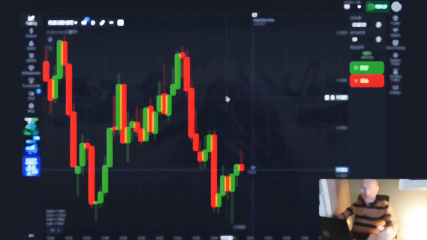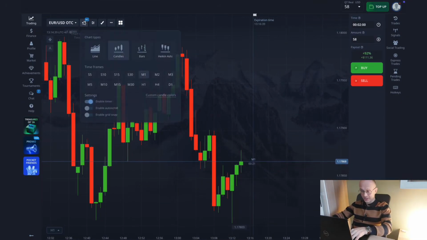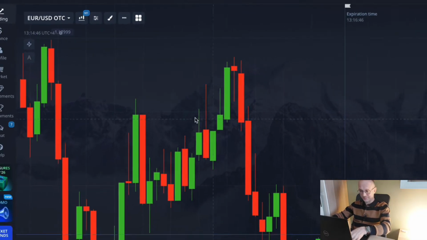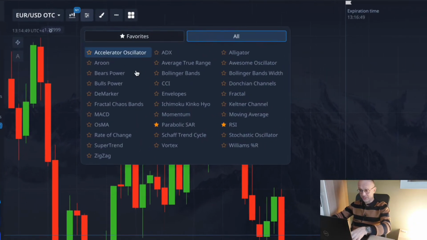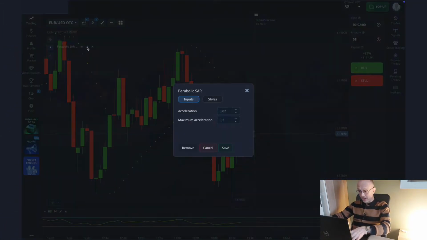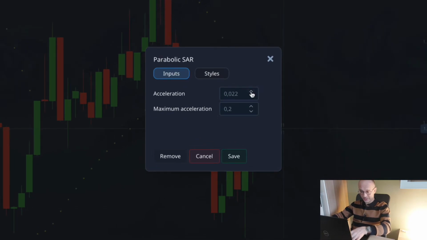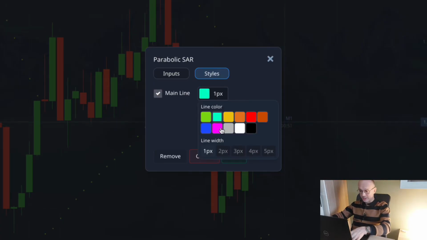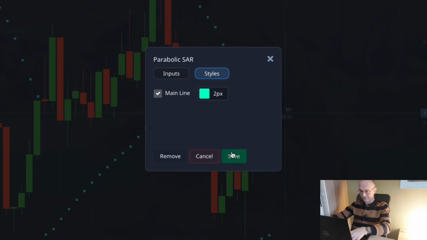Let's get started. First, let's prepare the tools for work. So I'm setting classic candles, the time frame is 1 minute. Let's go to the Indicators tab and select the Parabolic SAR and the RSI. Let's configure the Parabolic SAR first. Set acceleration to 0.03. Set maximum acceleration to 0.3. And in style, let's change the color to turquoise, width 2, and save.